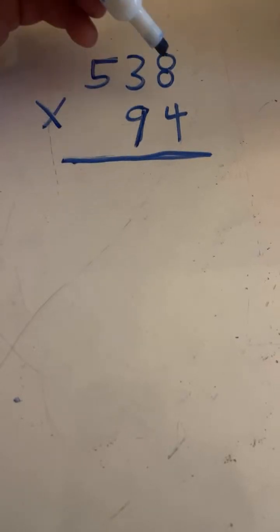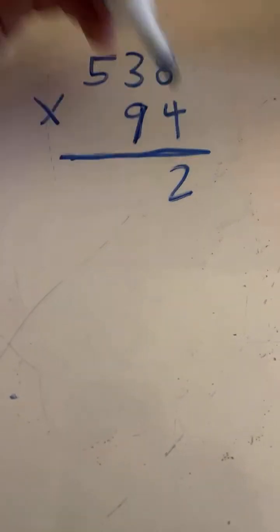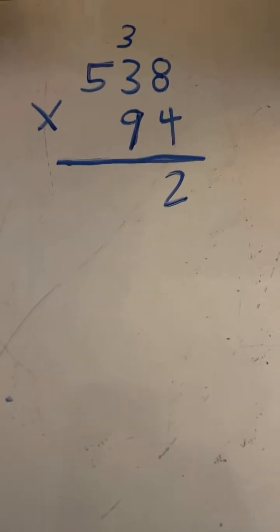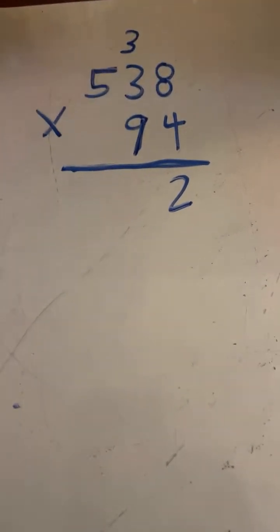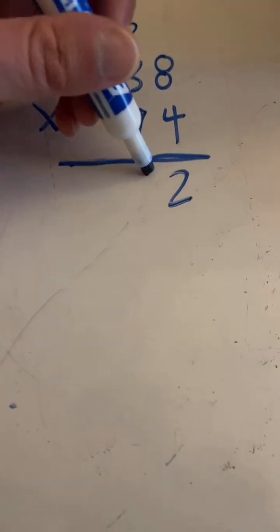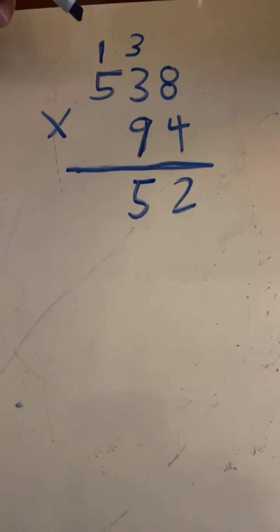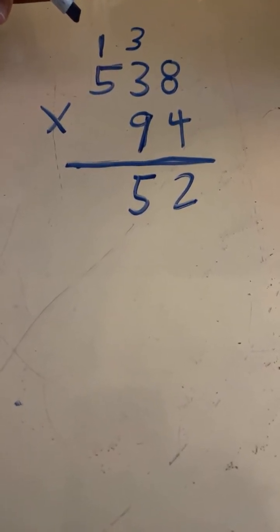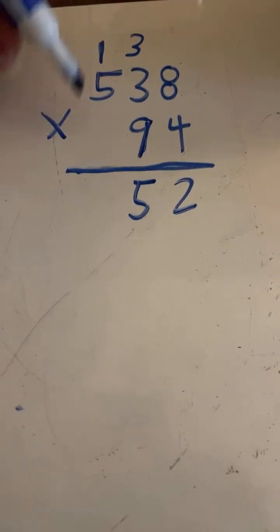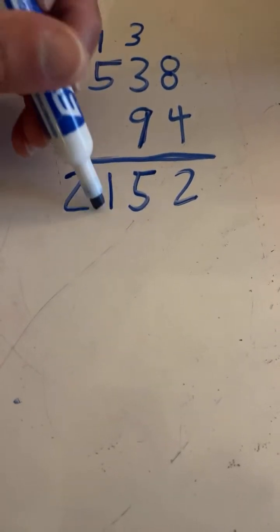So we're starting in the ones place. 8 times 4 equals 32. 2 carry the 3. 3 times 4 equals 12. Plus 3 equals 15. 5 carry the 1. 5 times 4 equals 20. Plus 1 equals 21.